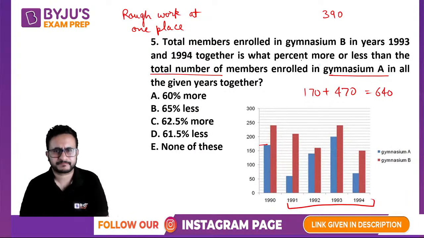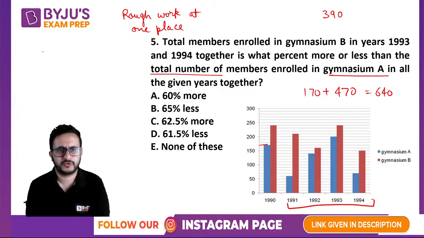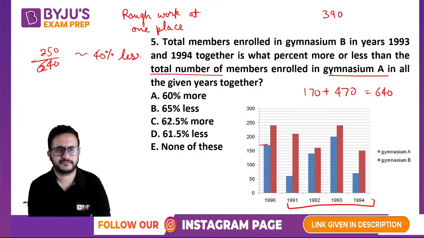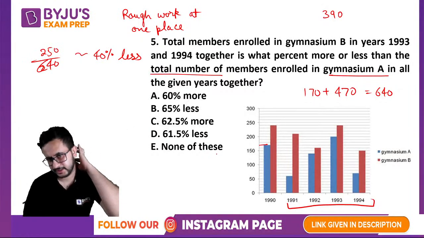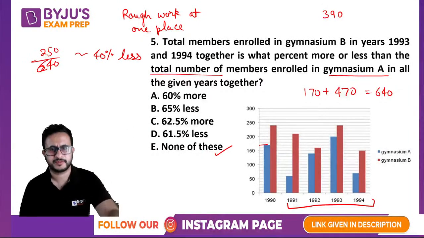Okay, now it is saying what percent more or less, right? So how much more or less, 250 compared to 640, right? So again that comes out to be somewhere close to 40%, 40% less roughly, cannot calculate exactly. So the answer is none of these.